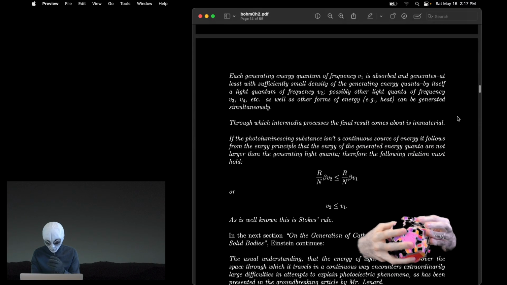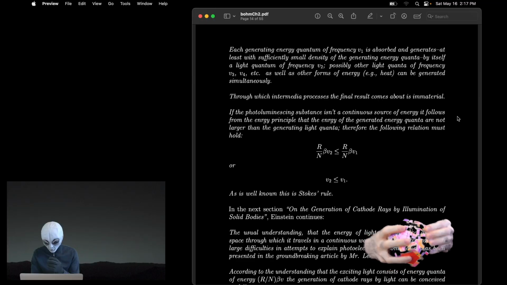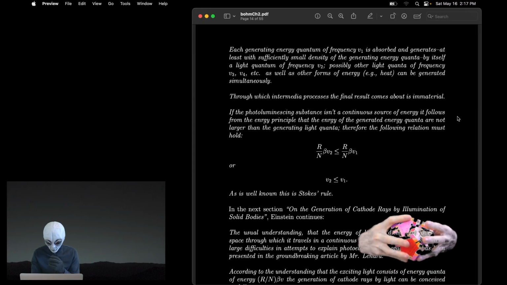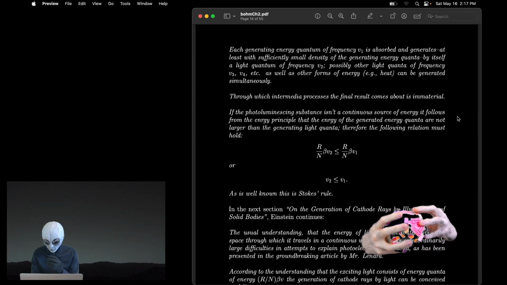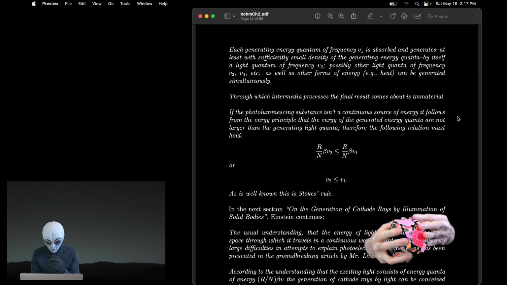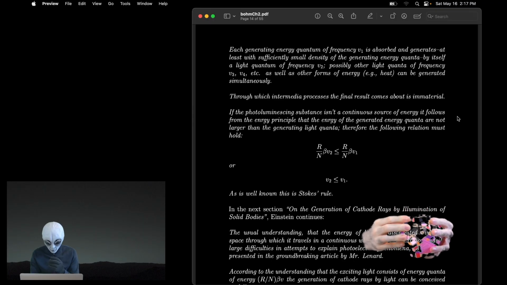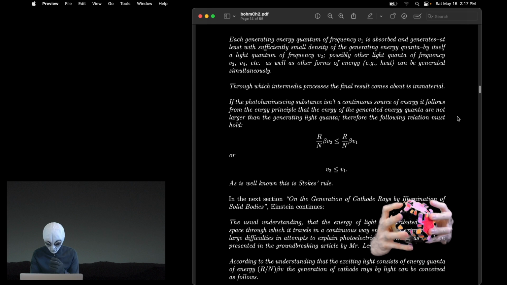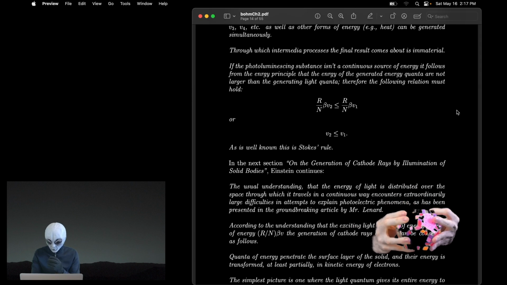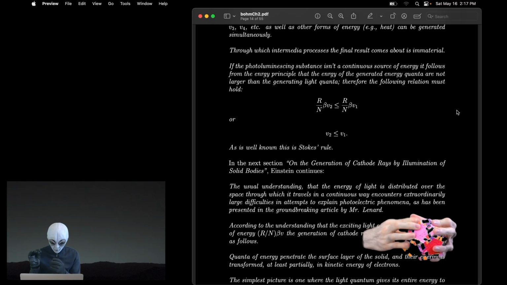Each generating energy quantum of frequency ν1 is absorbed and generates, at least at a sufficiently small density of the generating energy quanta, by itself a light quantum of frequency ν2; possibly other light quanta of frequency ν3, ν4, etc., as well as other forms of energy, for example, heat, can be generated simultaneously. Through which intermediate processes the final result comes about is immaterial.